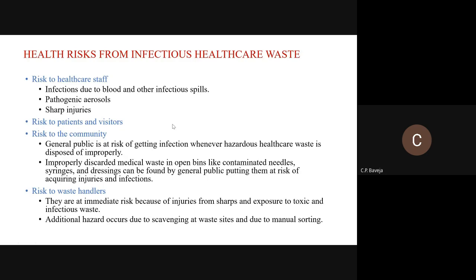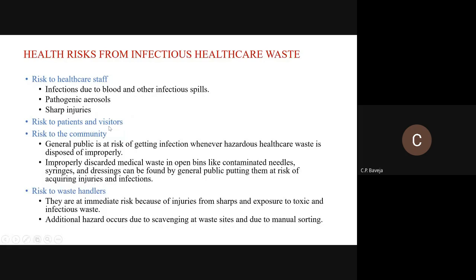So, risk to healthcare staff. Infections may occur in healthcare staff due to blood and other infectious spills. That's why standard precautions should be taken. If healthcare staff are taking standard precautions, then they may be safe from infections due to blood and other infectious spills. Then pathogenic aerosols, again standard precautions like an N95 mask can be put on. Then sharp injuries, again gloves should be there, so sharp injuries should not occur.